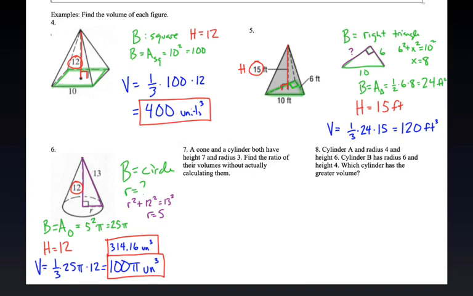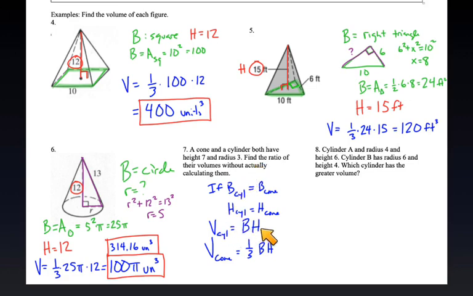Number 7 and 8, a little bit of application here. If the cone and cylinder have the same height and the same radius, the cone and the cylinder, find the ratio. Well, the difference is that the volume of the cylinder is capital B times capital H. The volume of the cone is 1/3 times capital B times capital H. So the ratio is all about that 1 to 3. It's 3 to 1 or 1 to 3, depending on which order you're talking about.